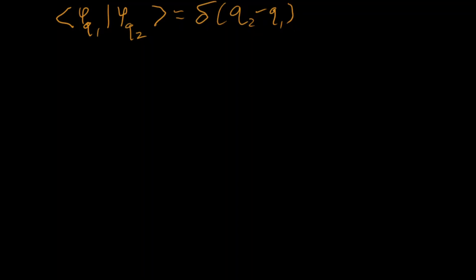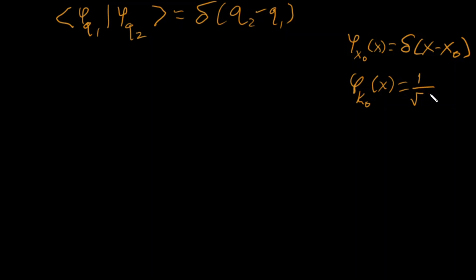And we have now a few things. We found that phi sub x naught of x is delta of x minus x naught. And we know that phi sub k naught, our definite value of k, of x is 1 over root 2 pi e to the i k naught x. Again, this is a little bit different from how I was writing it before; before I was a little bit lazy with it.